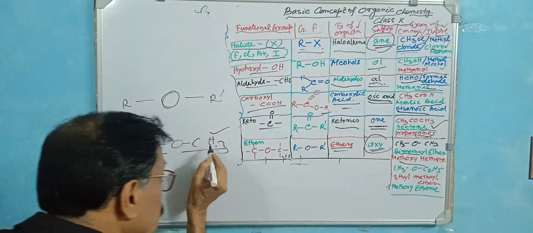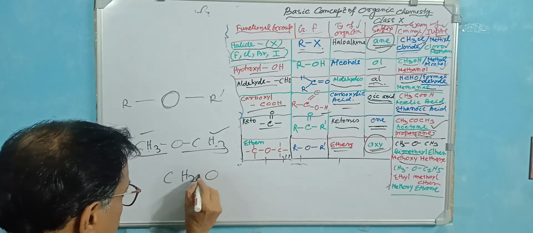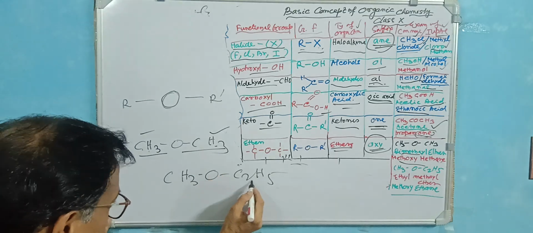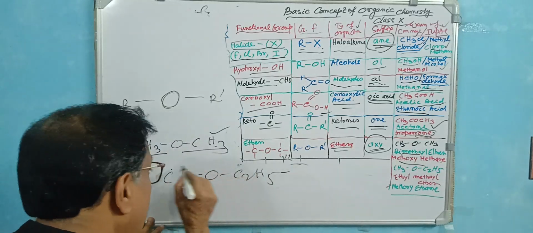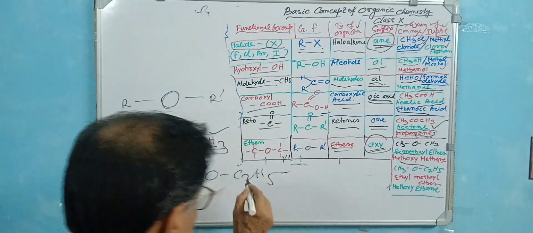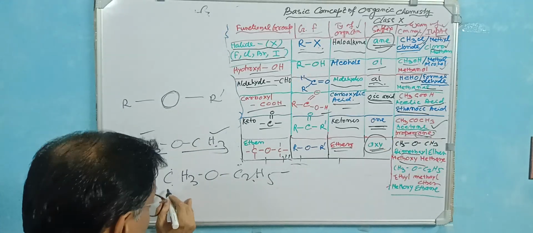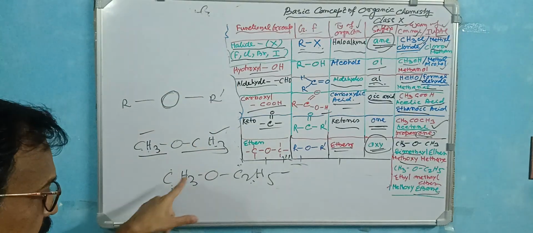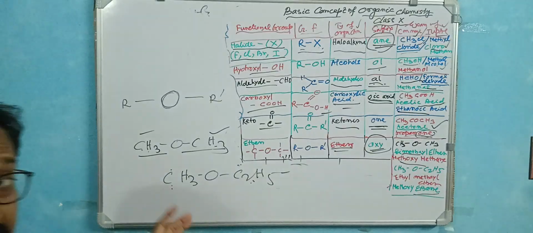Methane group, methoxymethane. If this is O, this is CH3, this is C2H5, it is ethyl methyl ether. Ethyl methyl ether. But in case of the IUPAC name, methoxyethane. This is the methane. Methoxyethane. Here is methoxymethane. Is it clear to you?